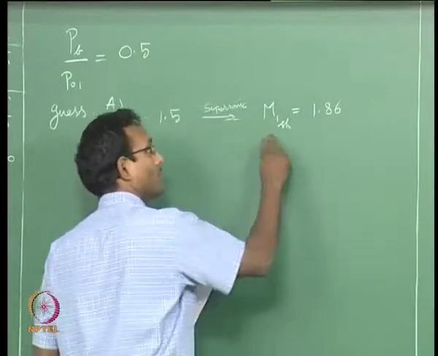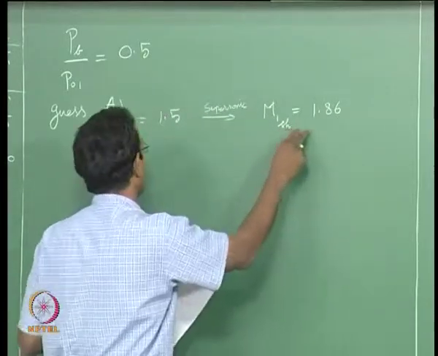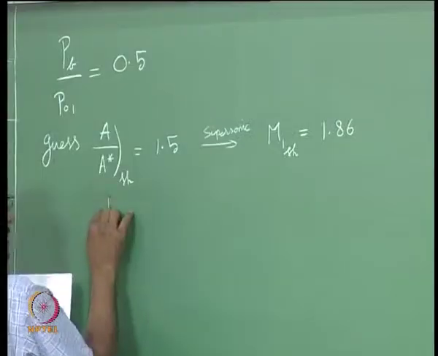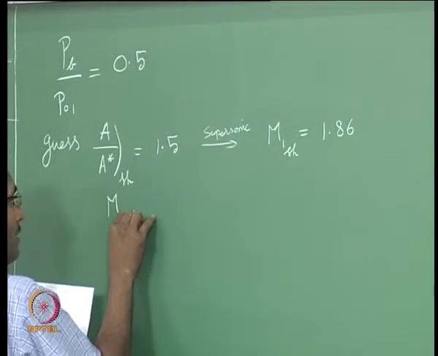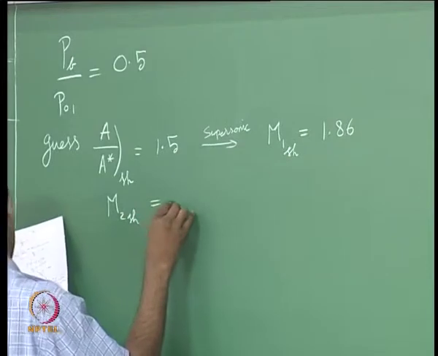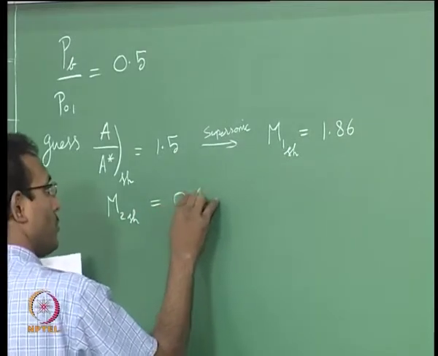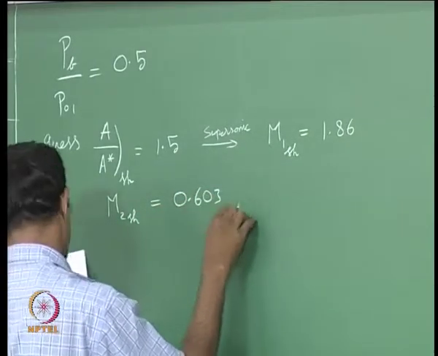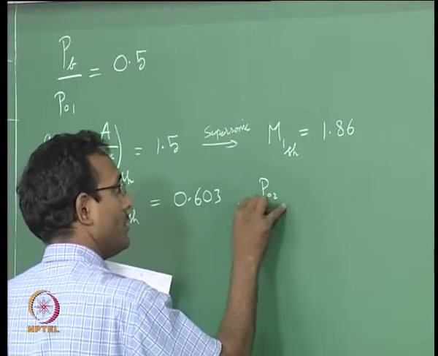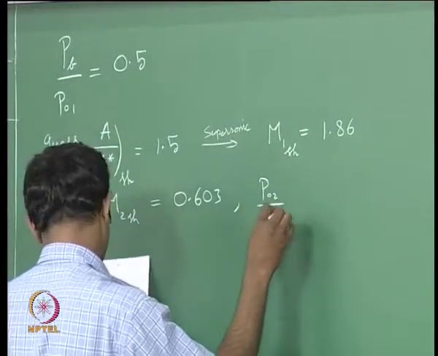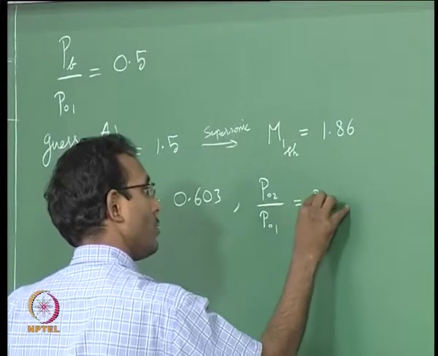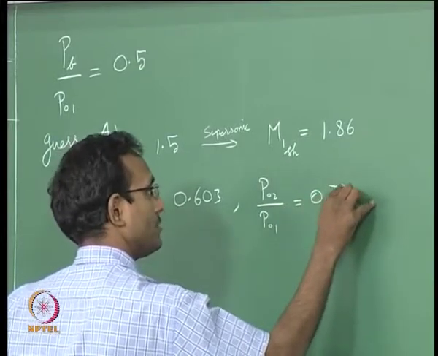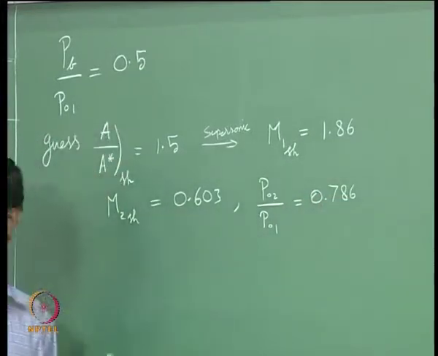Now I go to normal shock tables at this point, take this number, go to normal shock tables, and that is going to give me M2 after the shock as 0.603 and P02 by P01 is 0.786. Okay, there are so many ways of solving it.